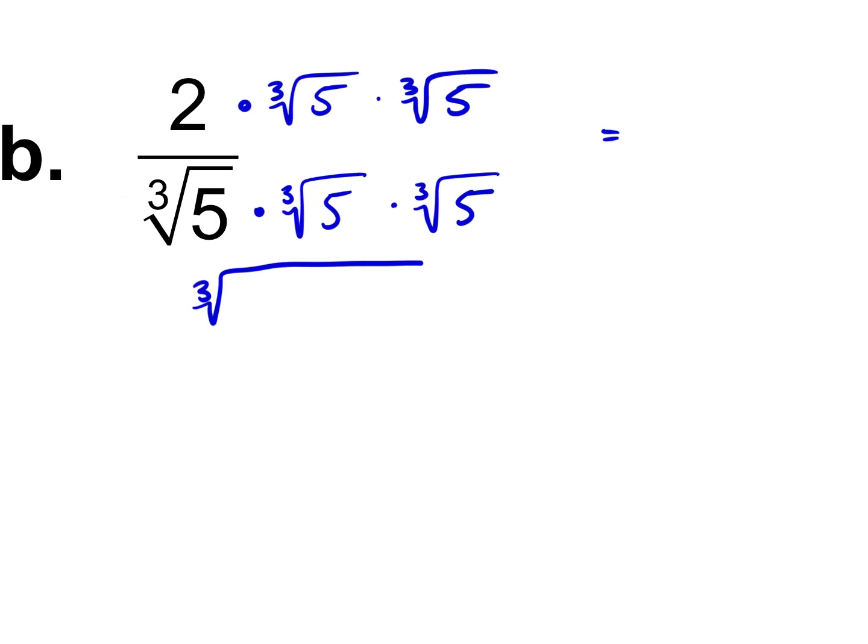We have the cubed root of 5 times 5 times 5. We said that we circle 3 of a kind. So what would this simplify to? What comes to the outside? 5. Awesome. So this simplifies to just 5 in our denominator.